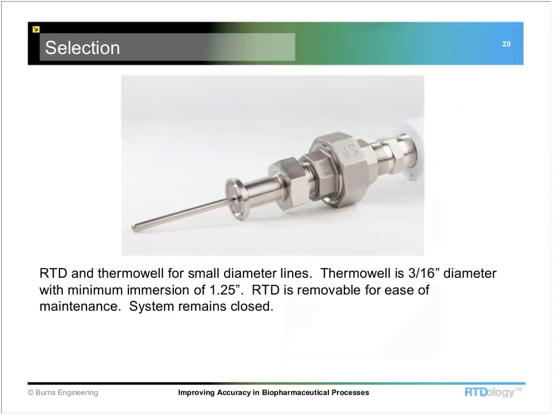Another variation of this one, it's a similar design, but this one has a separable thermal well, so you can leave the process sealed up. It's a 3/16 diameter removable sensor, and 1.25 inch immersion is about the minimum that you'd want to do with something like this.